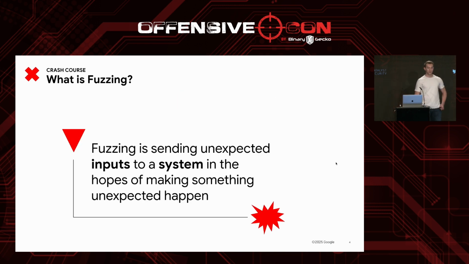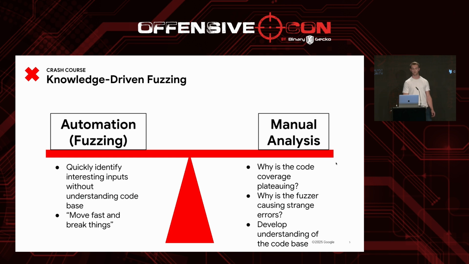The way I like to define fuzzing, as a very basic definition, is sending unexpected inputs to a system in the hopes of making something unexpected happen. Most of you know what fuzzing is. Most of the time when we're fuzzing, we want to trigger crashes so that we can exploit memory corruption in memory unsafe languages. But you can use fuzzing for a lot of different things. We heard in the parser differential talk earlier, you can use fuzzing to try to find those. You can use it to find logic issues. But today we'll be looking for crashes and trying to exploit memory corruption.